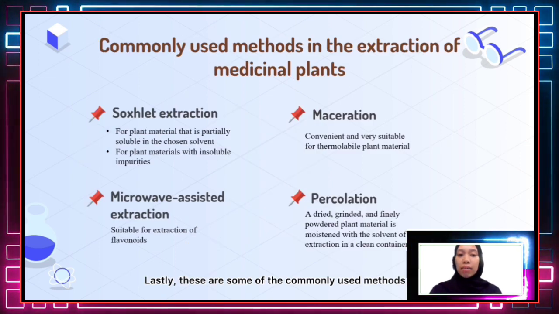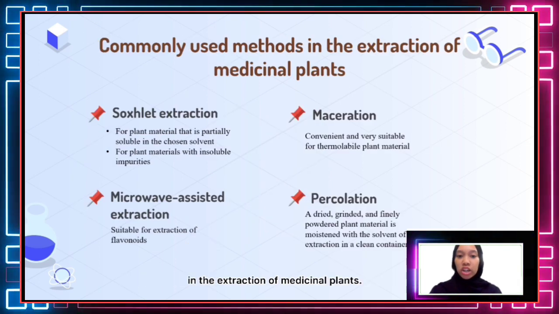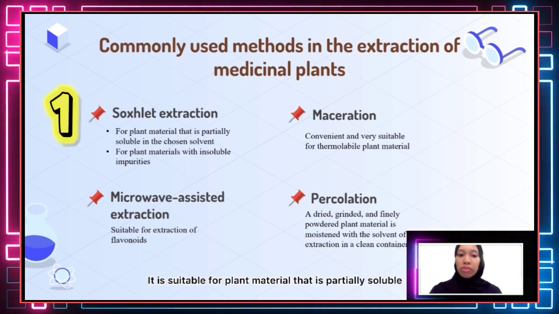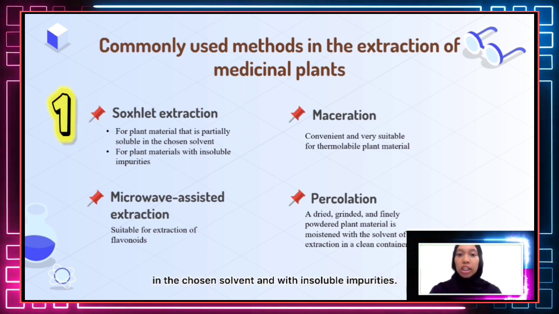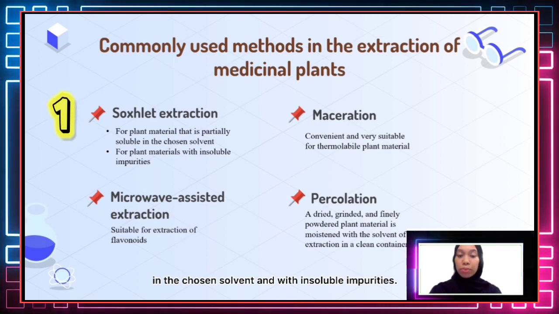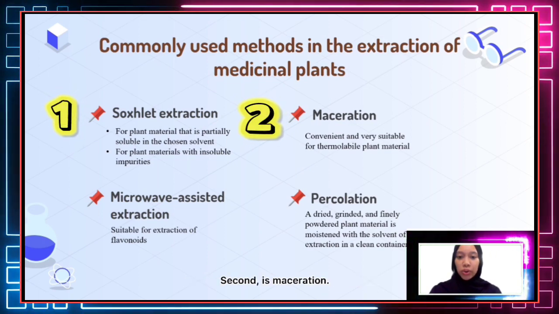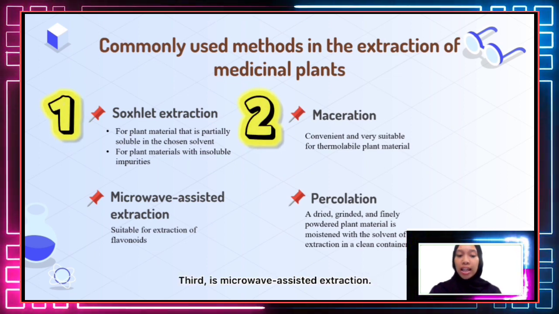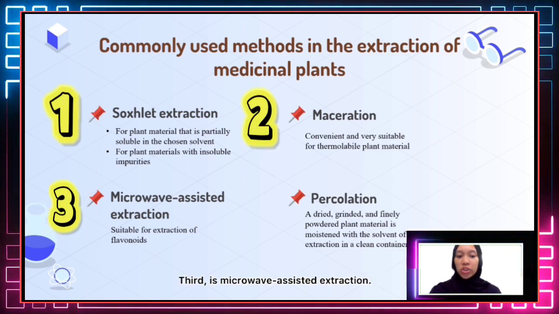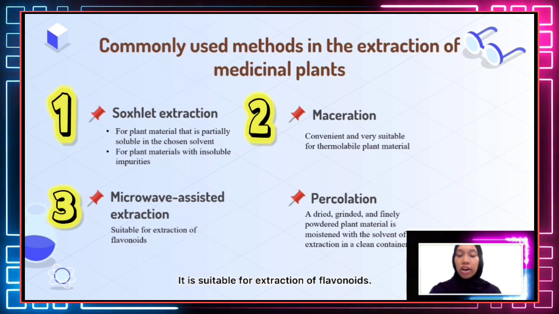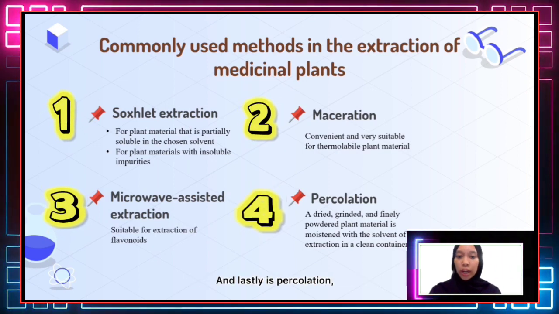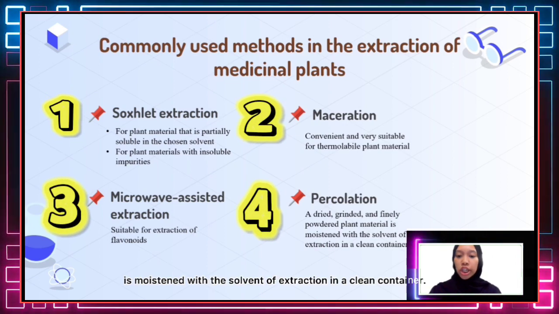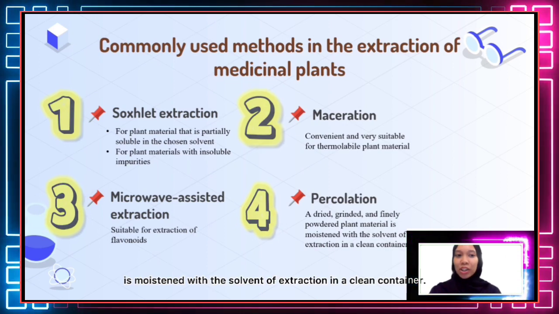Lastly, these are some of the commonly used methods in the extraction of medicinal plants. Firstly is the soxhlet extraction. It is suitable for plant material that is partially soluble in the chosen solvent and with insoluble impurities. Second is maceration. It is convenient and very suitable for thermolabile plant material. Third is microwave-assisted extraction. It is suitable for extraction of flavonoids. And lastly is percolation, where dried, ground and finely powdered plant material is moistened with a solvent of extraction in a clean container.